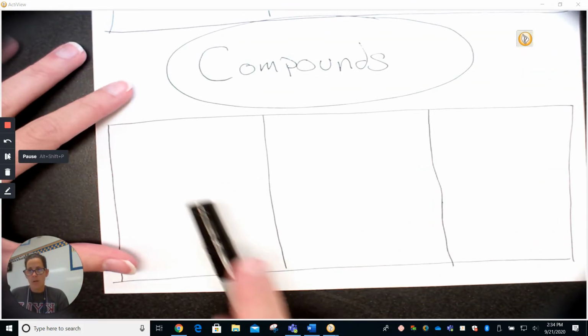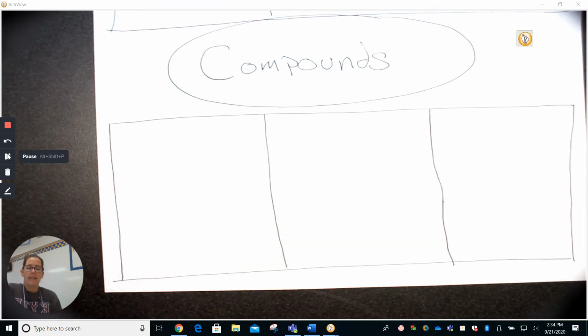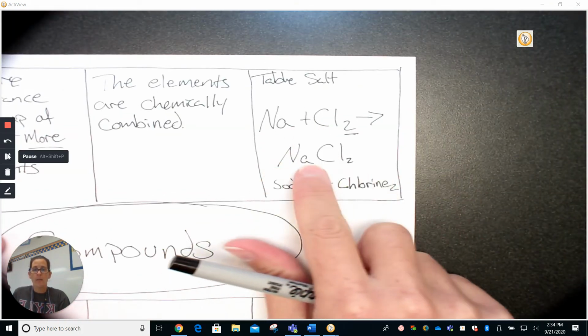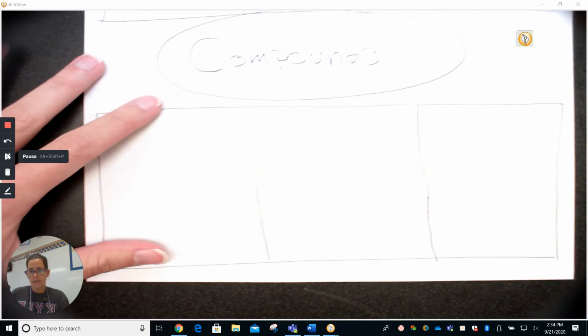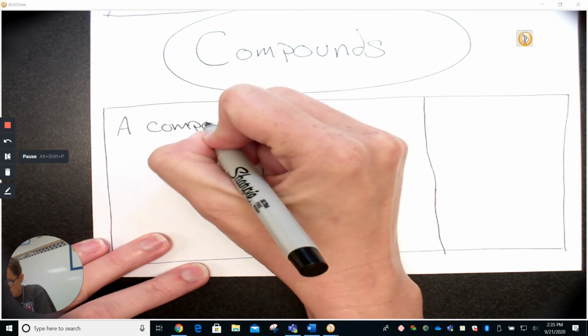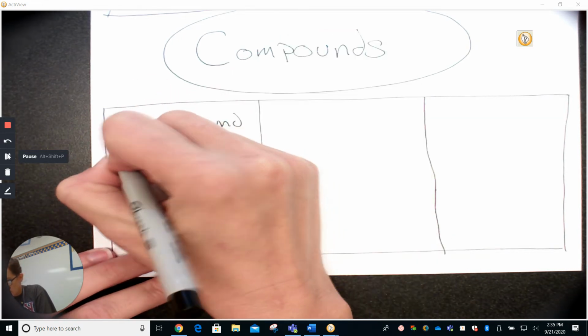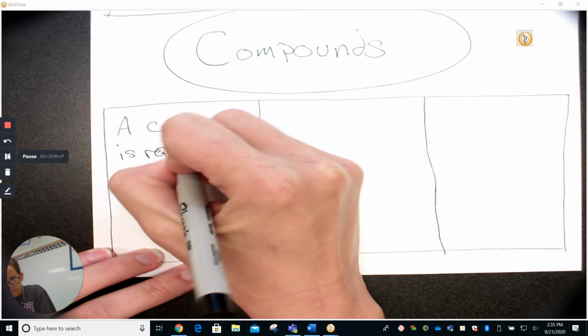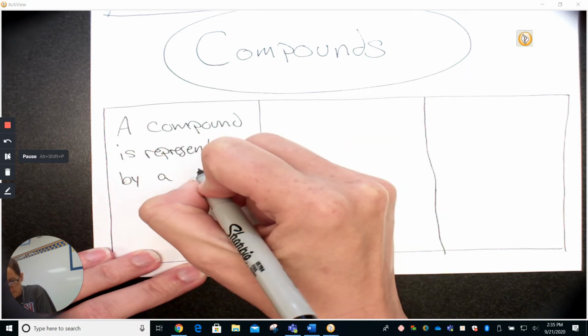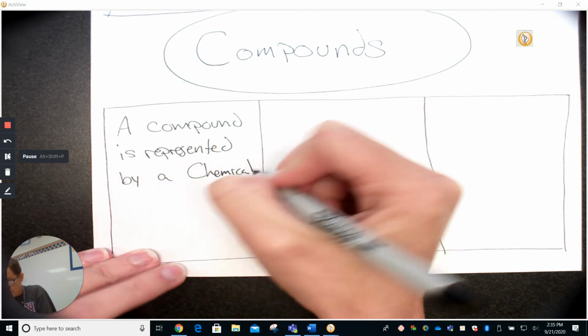All right, let's scoot on down to the bottom here. In this first box, we're going to talk about how these compounds are represented. And just like elements, they're going to be represented with chemical symbols, but all together, when you add those symbols up, when it looks like this right here, this one is a chemical formula. Okay, so we're going to write down in this box that a compound is represented by a chemical formula.